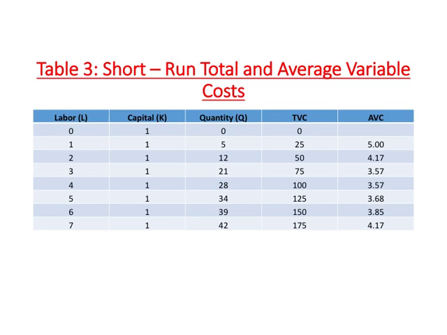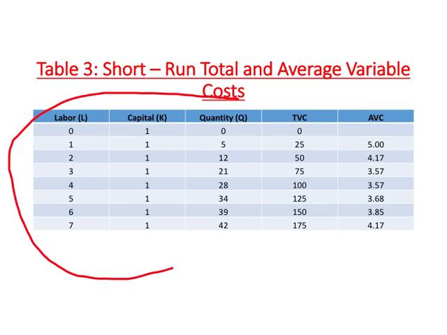Once again, the first 3 columns are exactly the same that we have been using for quite some time. This is what we calculated as total variable cost. How did we calculate this? Each worker is paid $25. So when the firm hires no worker, TVC is 0. When the firm hires 1 worker, TVC is 25, and so on.